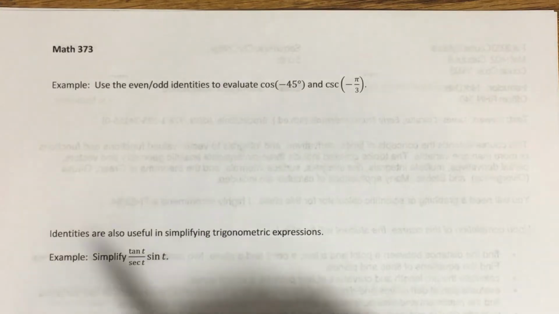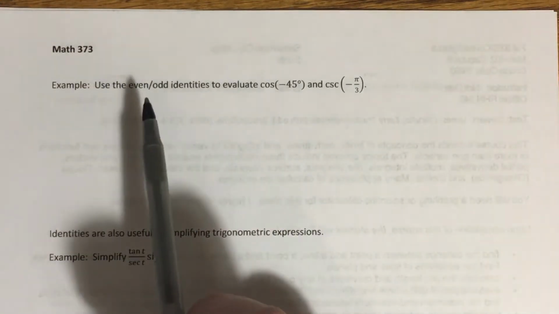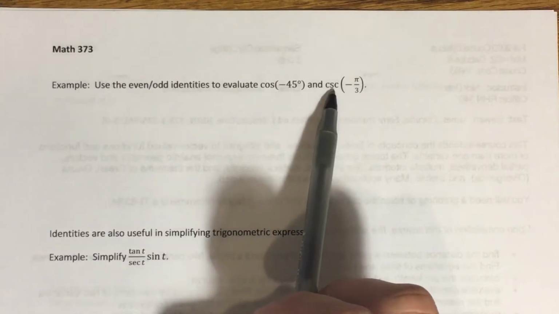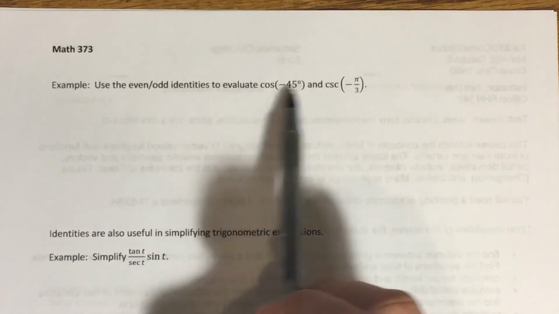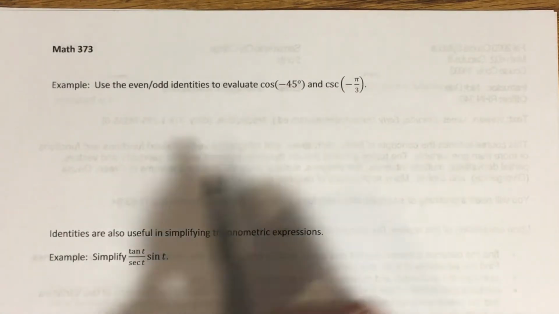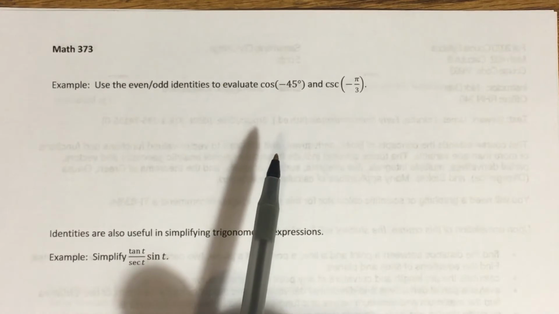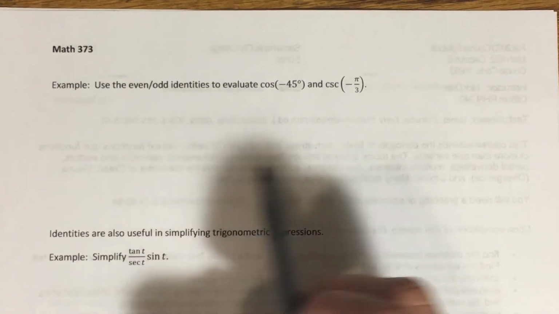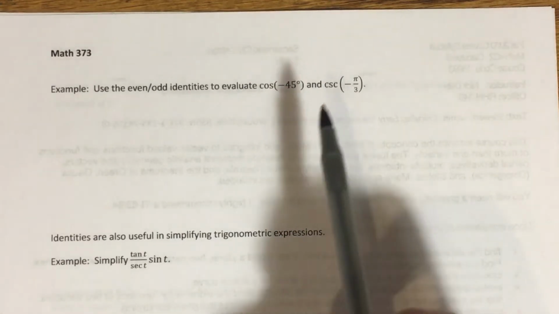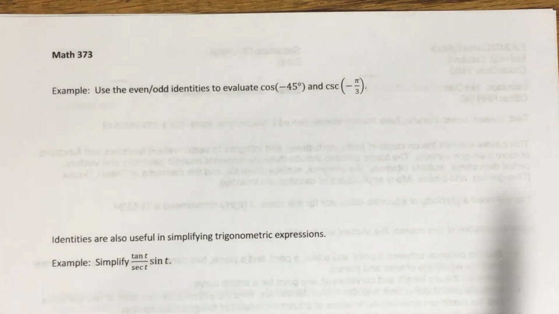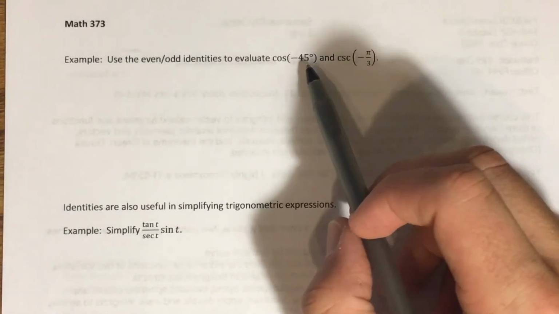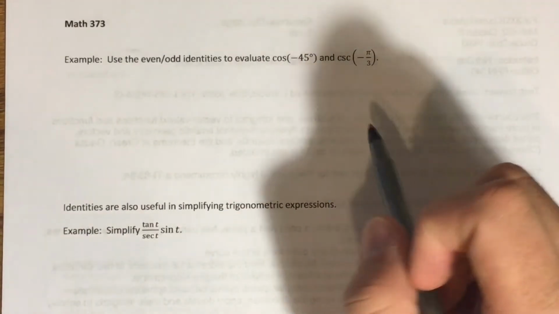So here's a case where they are helpful. I want to use the even and odd identities to evaluate a couple of trig functions. Now, both of these functions, we can find the exact values of without using these identities. We would just sketch the unit circle, find the reference angle for each one of these. They both turn out to be special angles, and then we can use our unit circle to determine what those are equal to. However, the even and odd identities just make this go a little bit faster. So here's what I mean.